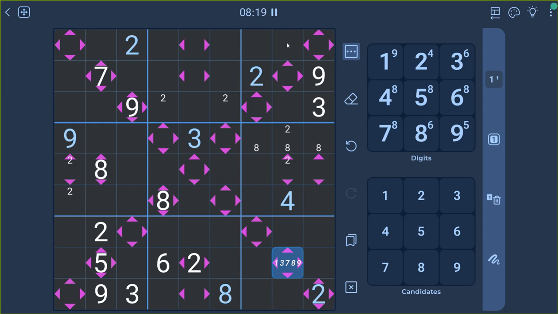Now, this is in row 8. So it's asking, where is the 8? Sorry, it's in column 8 as well. So it's asking, where in this row is the number 8? Well, it can't be in 6. Sorry, we've already gotten rid of the 6.